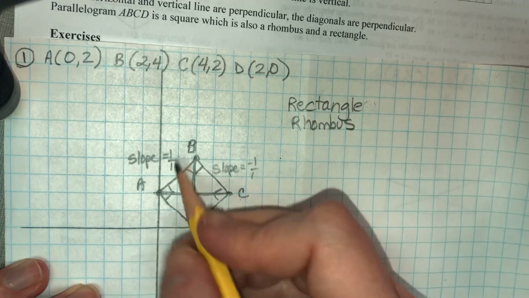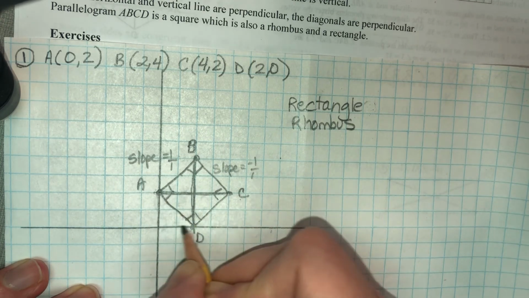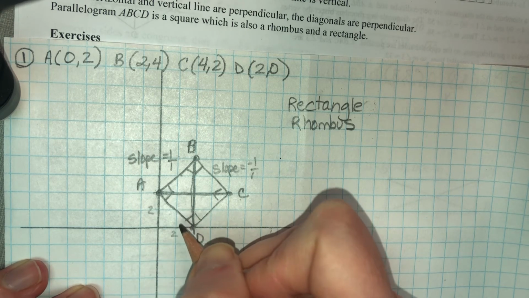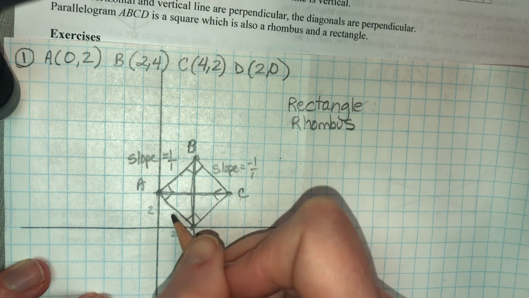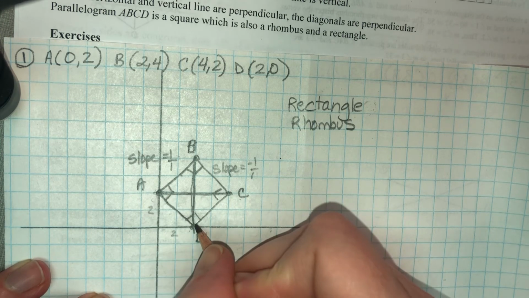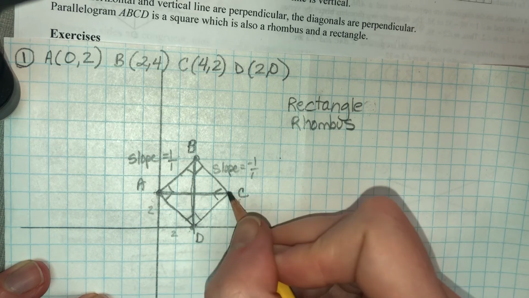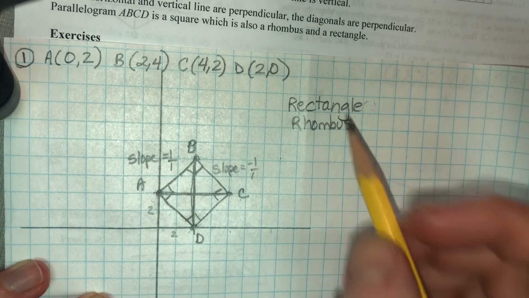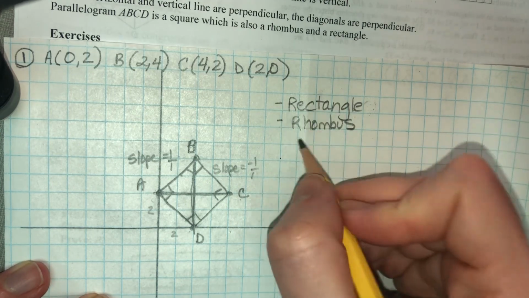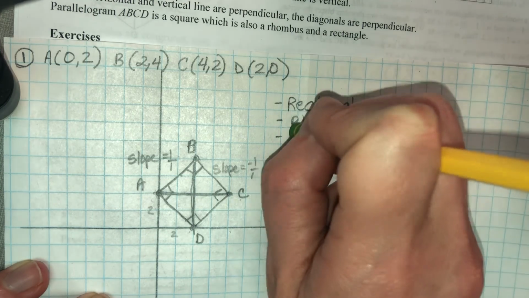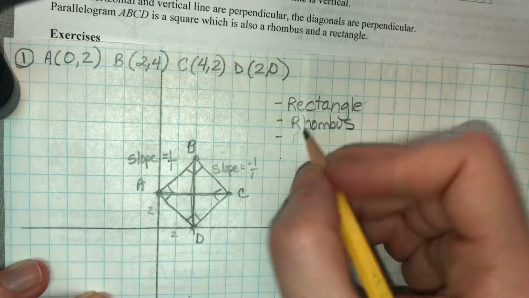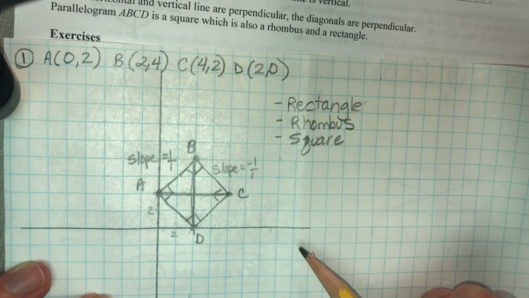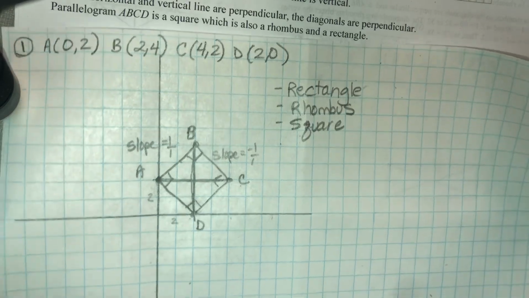Also, if you did on these right triangles, 2 squared plus 2 squared would equal 8, and the square root of 8 would be the length of this diagonal. So that's going to be the same length on each one of the 4 sides as well. If a parallelogram is both a rectangle and a rhombus, it is a square, because a square is a parallelogram with 4 right angles and 4 congruent sides. So this one is all 3.